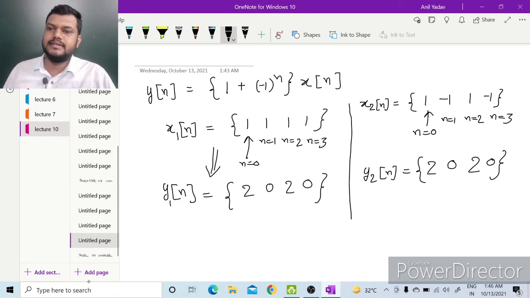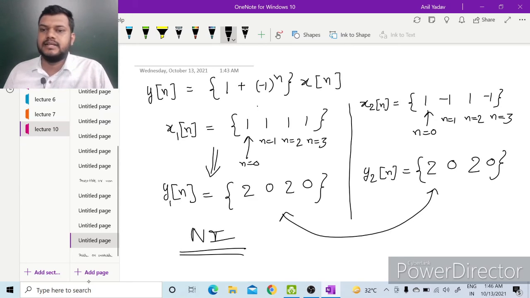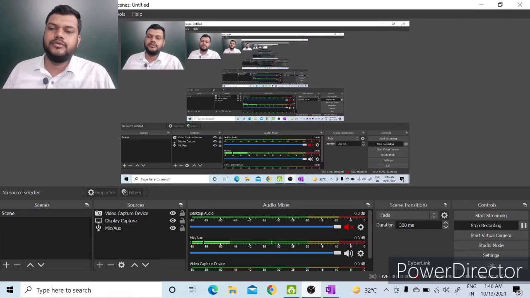So we can say these two different inputs x1(n) and x2(n) have the same output. So we can say the system is non-invertible. So this is all about invertible and non-invertible systems. In the subsequent module we will see further classification of systems. Thank you.